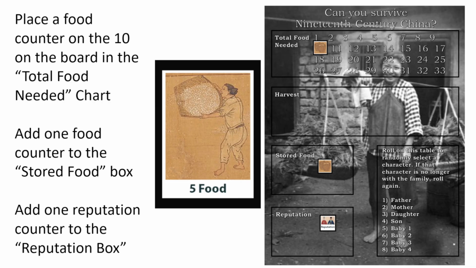So place a food counter on the 10 in the total food needed chart. I've already done the math, and you need 10 food to begin with. If someone dies, that would change, right? So the 10 could go down to 7. And there's a counter worth 5 food to help us in case you have a lot of food that you're growing. And you start off with 1 food in the stored food box and 1 reputation counter in the reputation box.